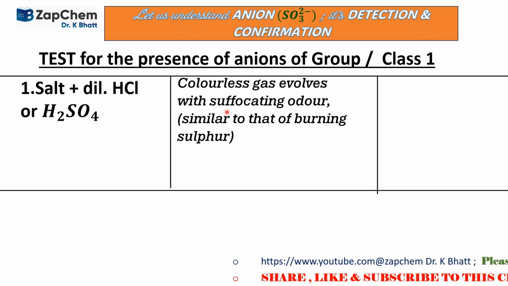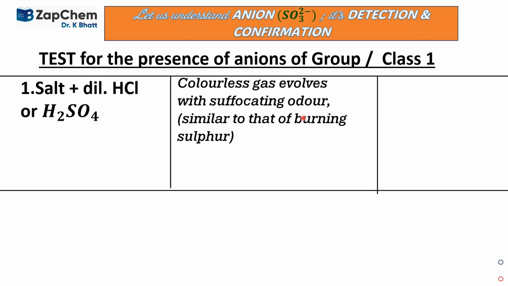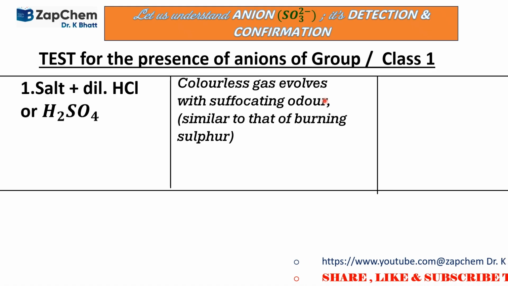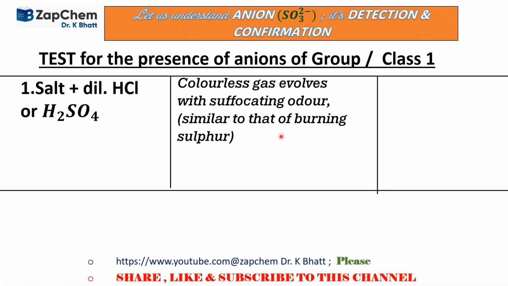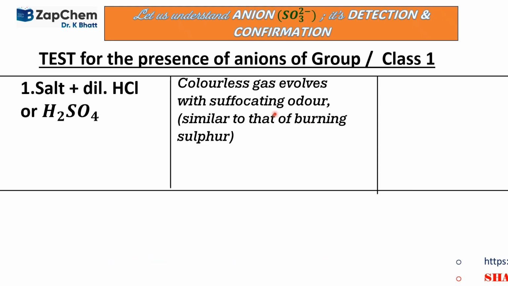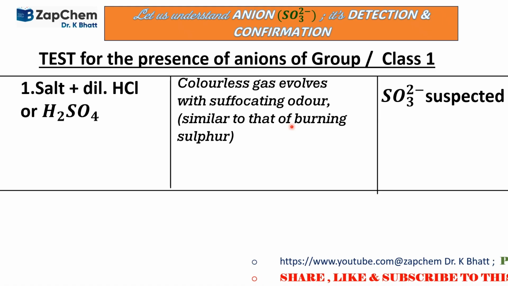Same here in this case of SO3 2-, sulfite ion, you get a gas with a suffocating odor, यानी वो सूंघने की इच्छा नहीं होती, उसे बहुत तेज गंध लगती है, like that of burning sulfur, and that is known as suffocating odor. That gives us an idea of sulfite being present.